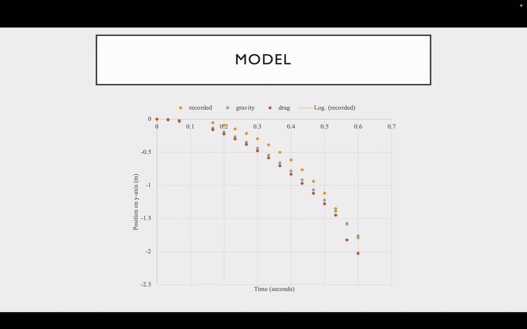And here are the computational models all overlaid. In the dark orange, you have the model that involves drag and gravity. The gray is just gravity. And then the light orange is what we observed just by manually tracking the coordinates in Tracker.